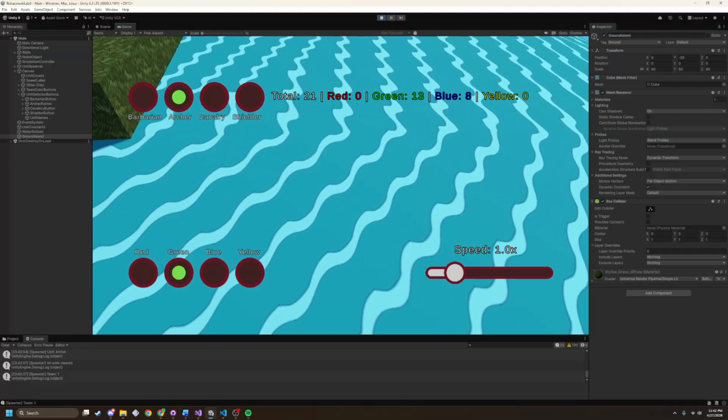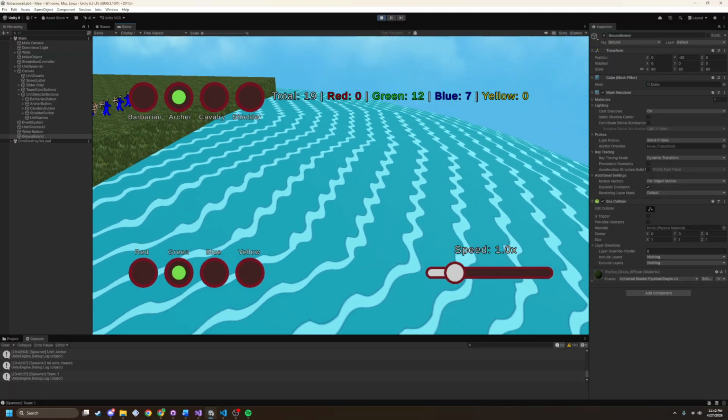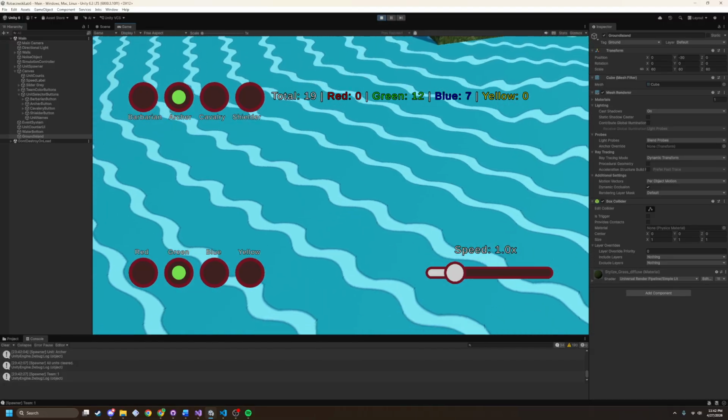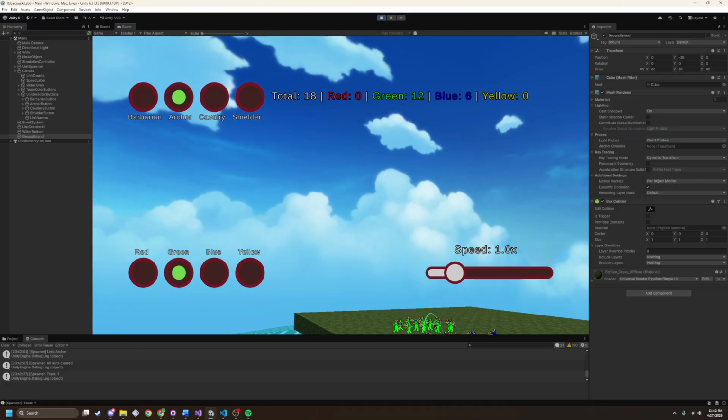Yeah, so this is a water shader that Stosh took from Lab 3, and this is a skybox that we took from the asset store.